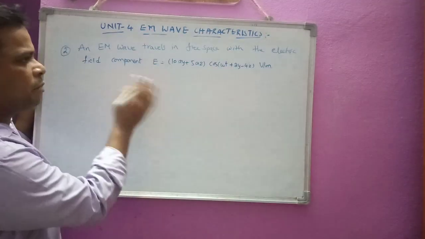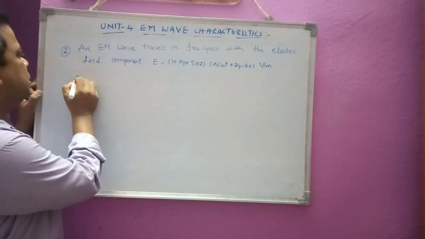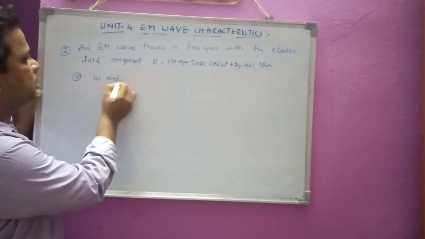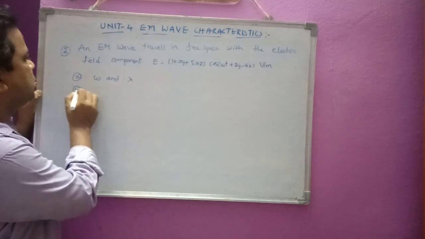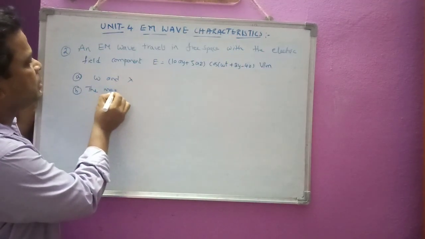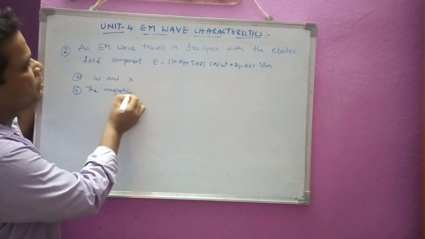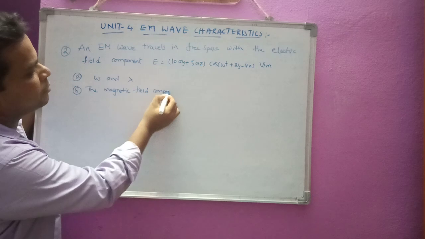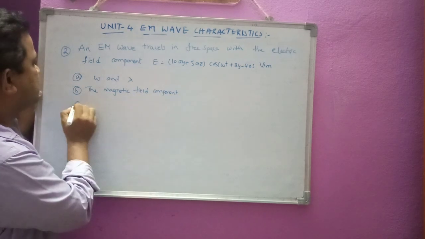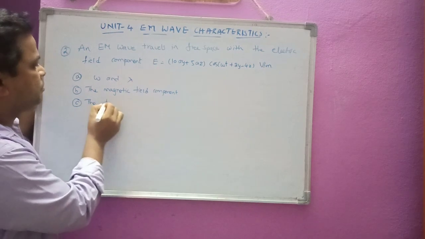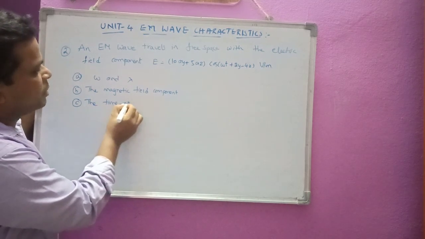What is the problem we had in the last one, that is the first problem: we have to determine omega and lambda. In the B question, he is asking for the magnetic field component. And in C, the same thing, the time average power in the wave.